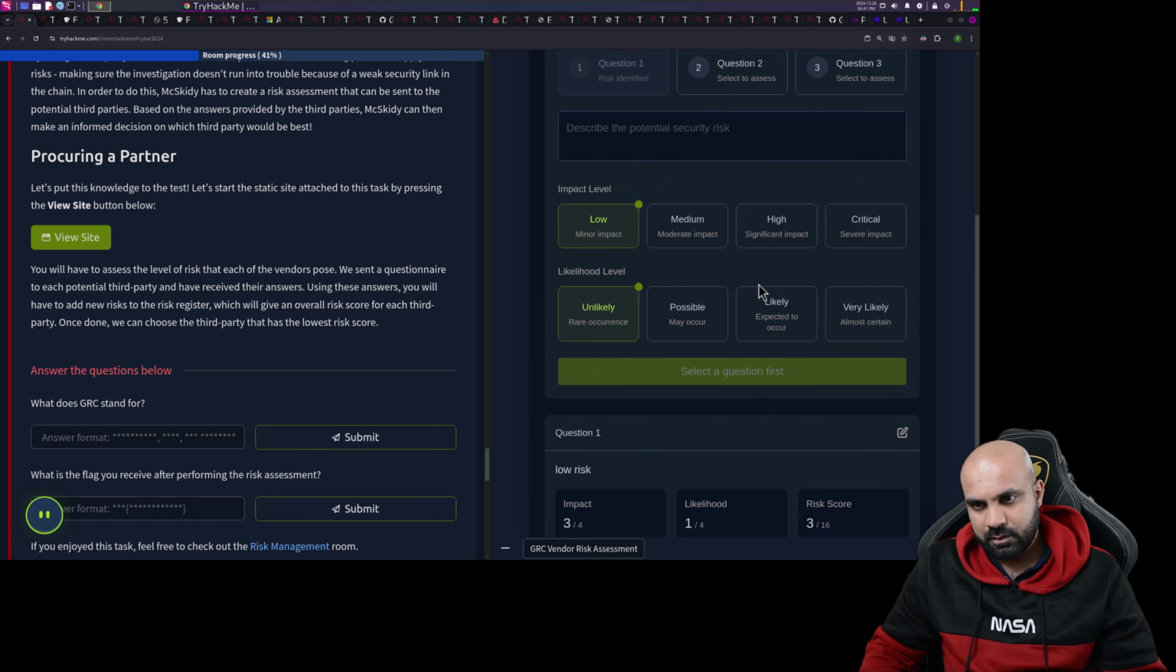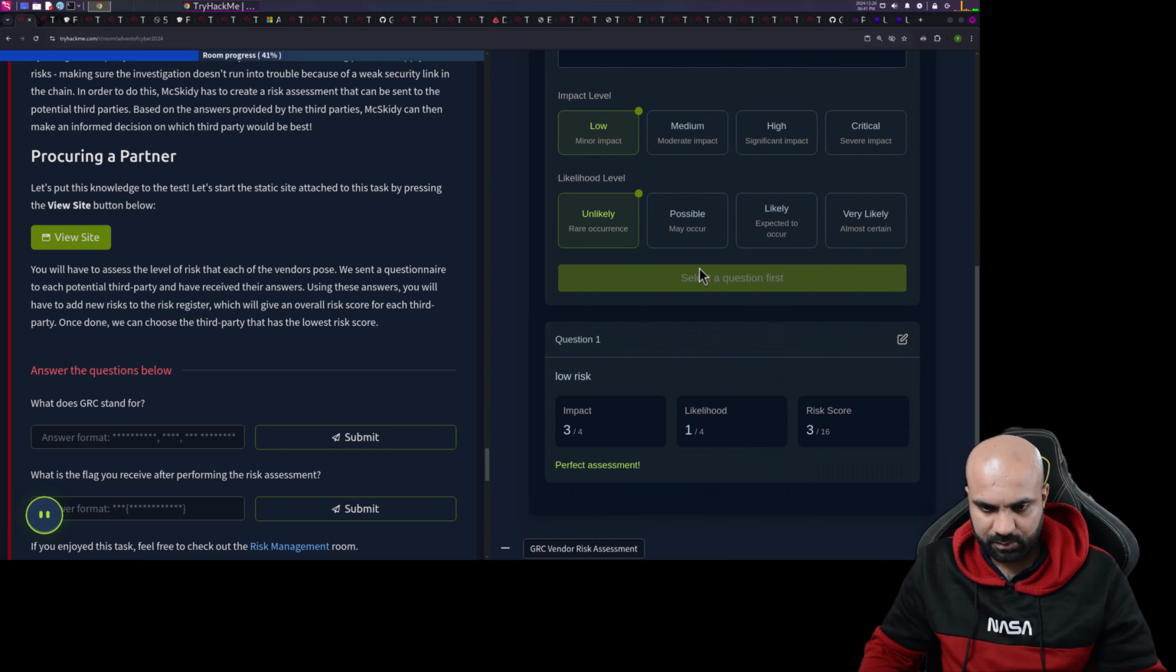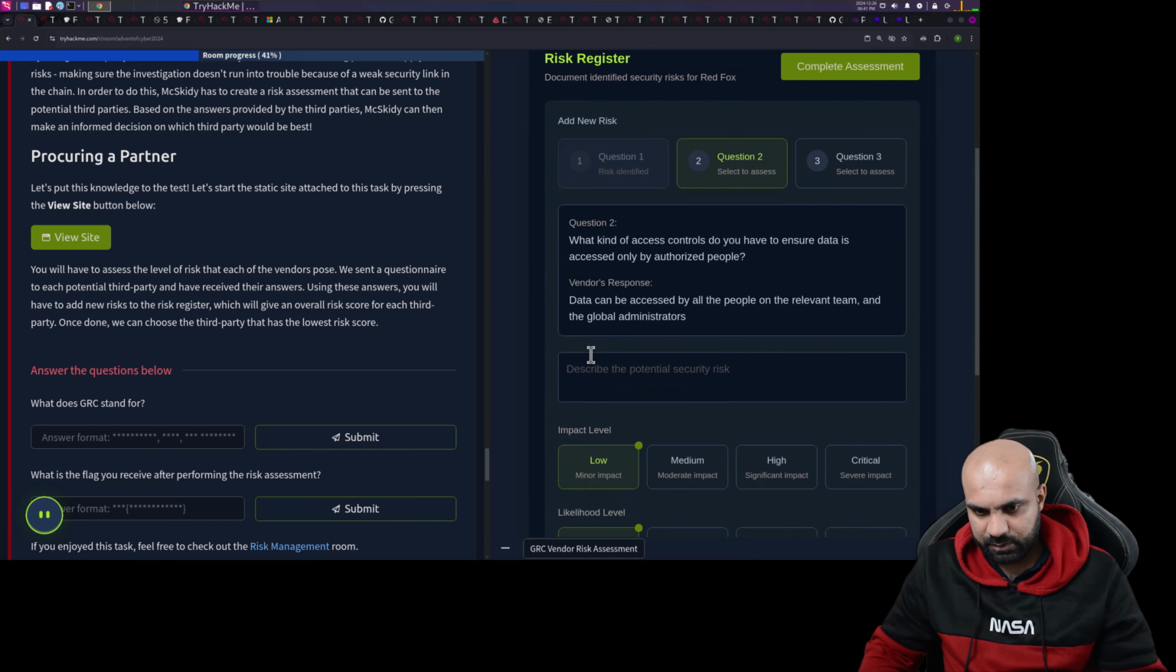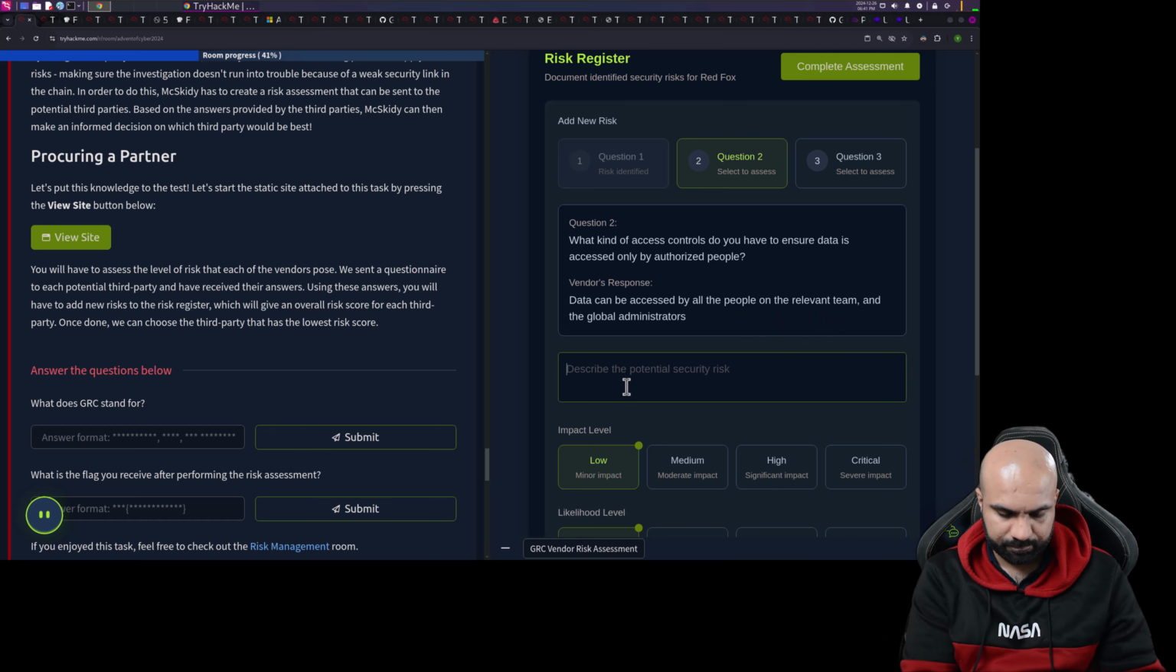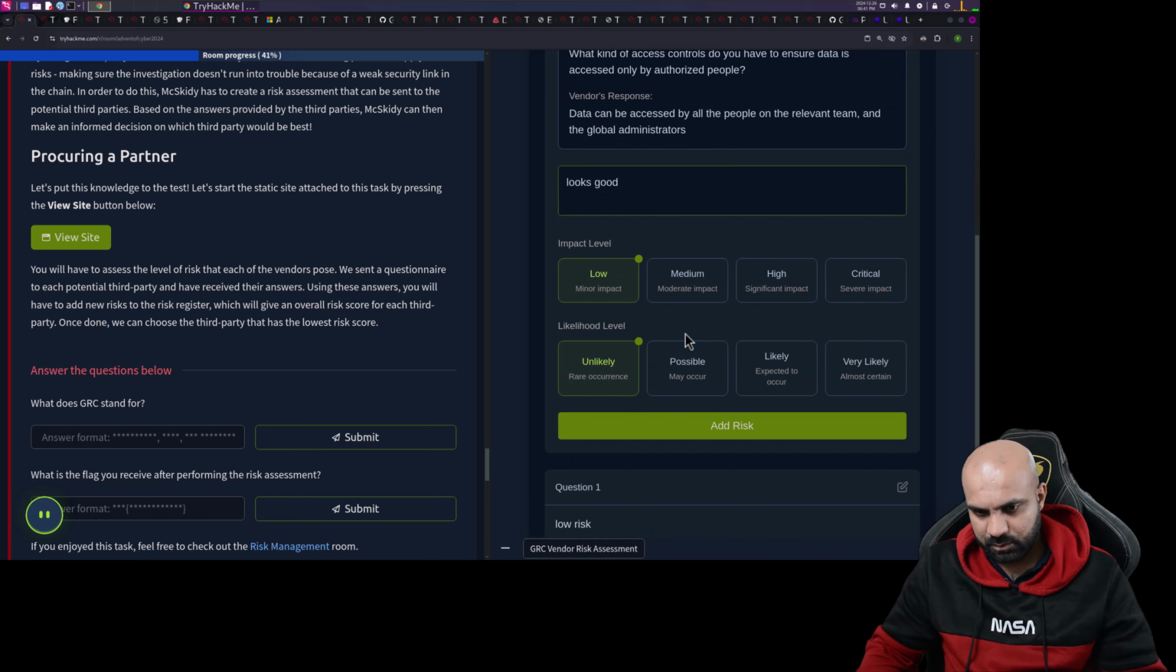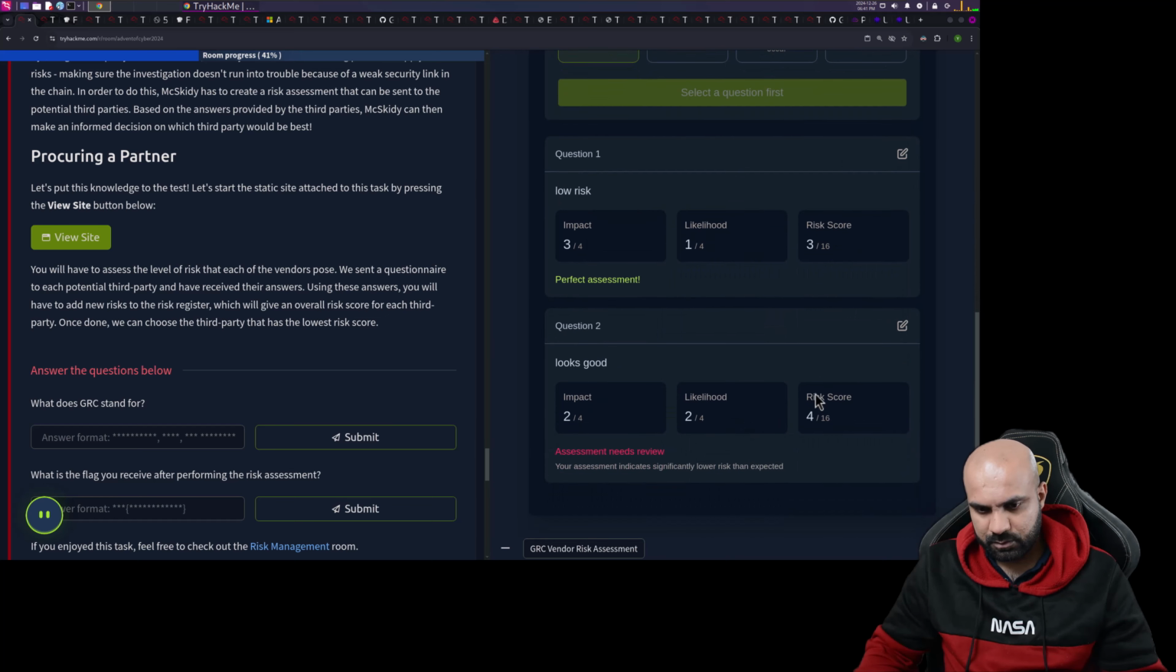Okay. Significant impact level could be, okay, 3. Okay, I get it. Let's go with 3. Data can be accessed by all people on the relevant team and the global administrator. Looks good, I think. What if I just go with this?